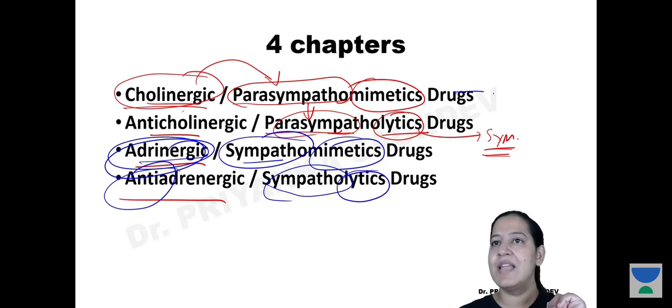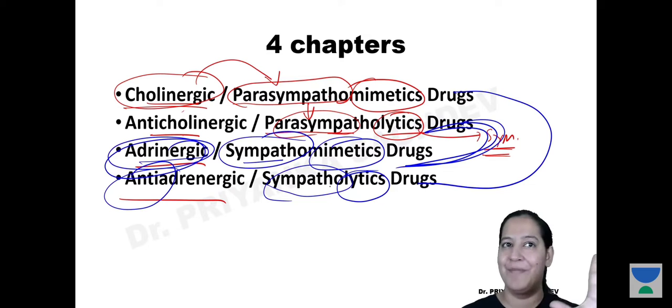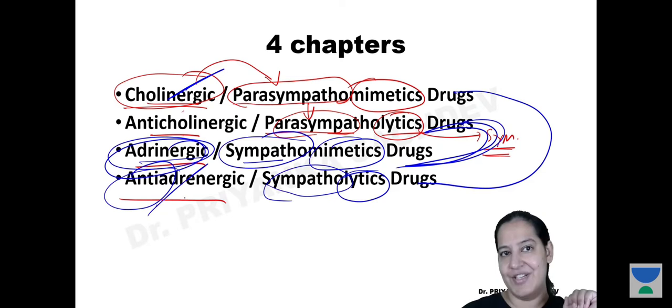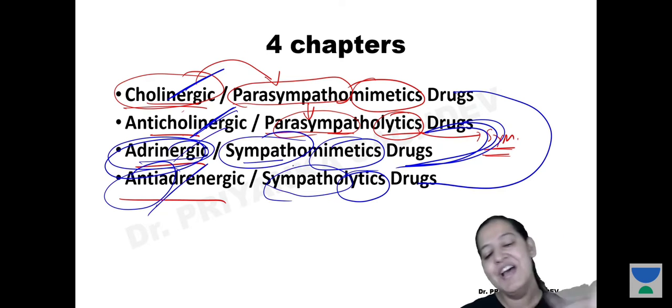So can I say these two systems will have same action and these two systems will have same action? A hint is enough for the wise, I have told you broadly. So cholinergic drugs will have same action as anti-adrenergic drugs, or anticholinergic drugs will have same actions as adrenergic drugs. Give me a thumbs up if you got it.